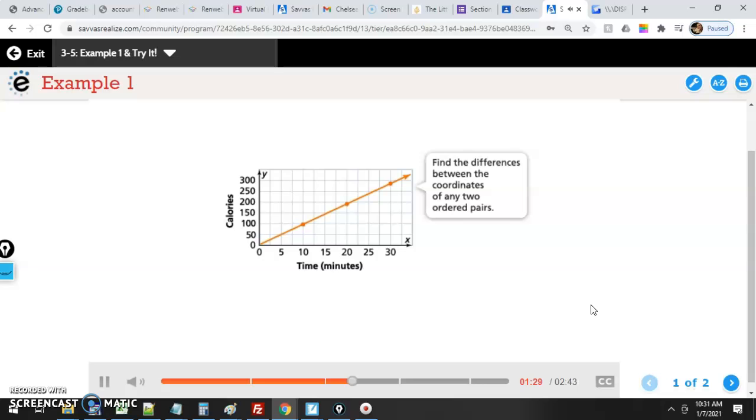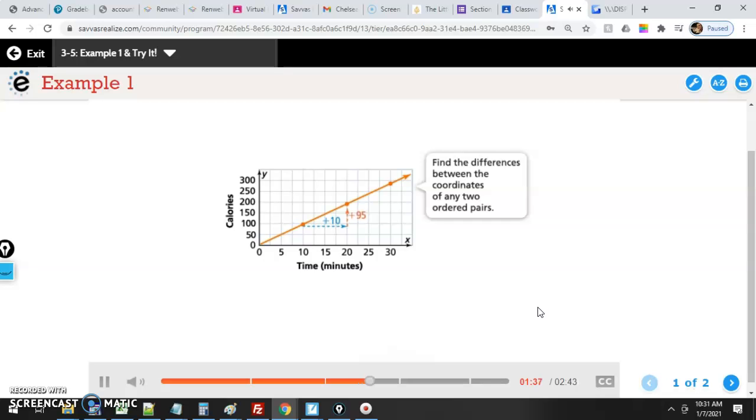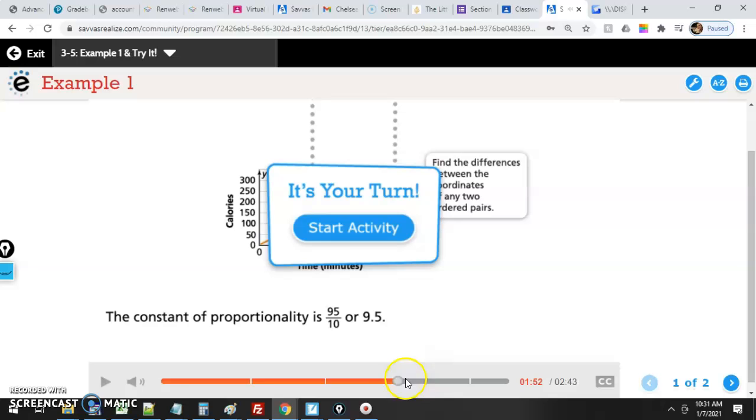The first point represents 10 minutes and 95 calories. After 10 more minutes, she burned 95 more calories for a total of 190 calories. After another 10 minutes, she burned 95 more calories for a total of 285 calories. The constant of proportionality is 95 tenths, or 9 5/10. Remember, change in y over change in x. Okay.